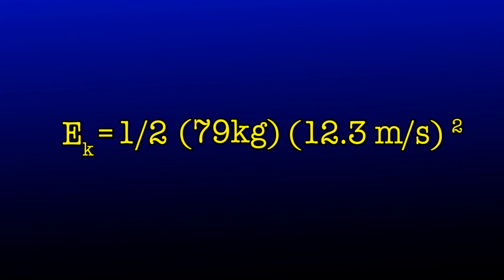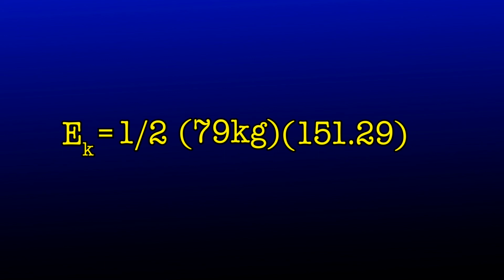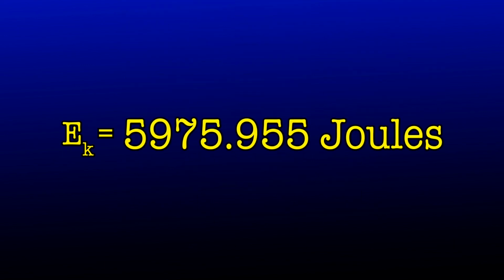Now, it is important to remember your order of operations for this. We start by squaring 12.3 to get 151.29. Then we multiply the number by 79 to get 11,951.91. Finally, we multiply that number by 0.5 or divide it by 2, whatever floats your boat. Anyway, we end up with a final answer of 5,975.955 joules. And remember, we must use scientific notation to have a complete answer, or the best answer.